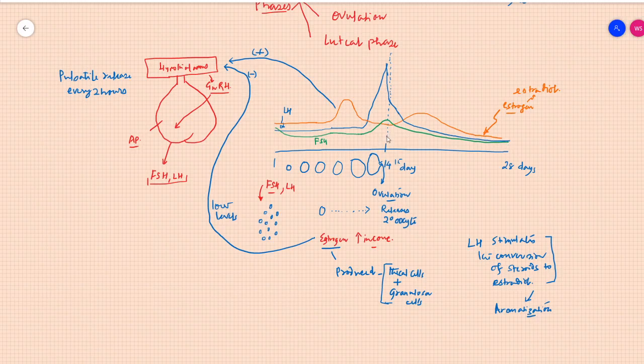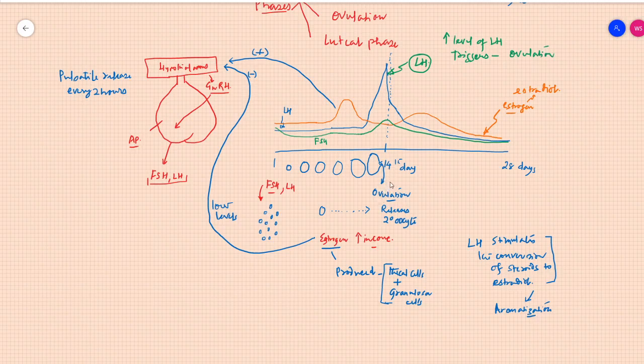So this increased LH, this is LH. The increased level of LH, so let's write it here. Increased level of LH triggers ovulation. So now ovulation takes place.